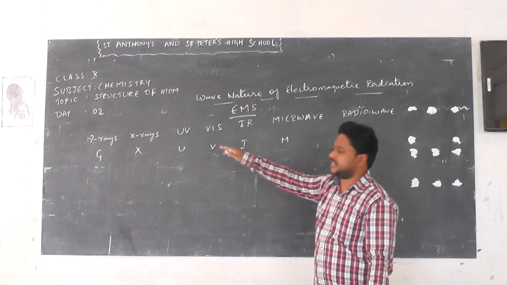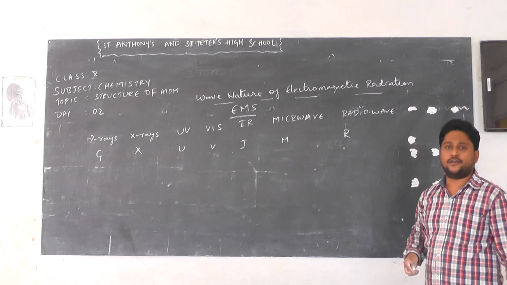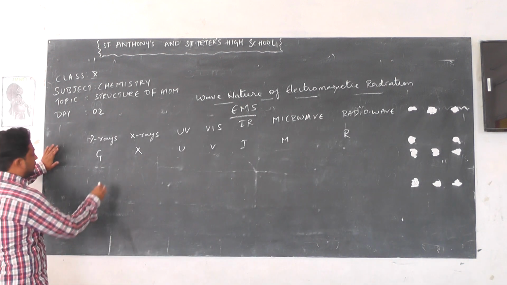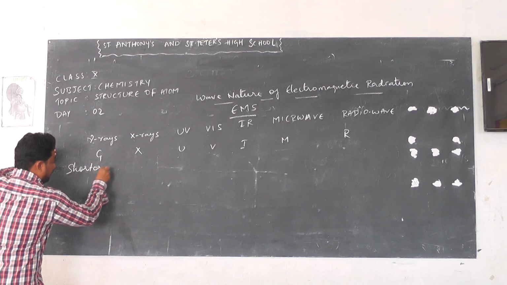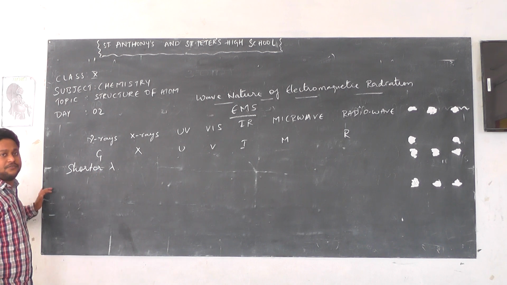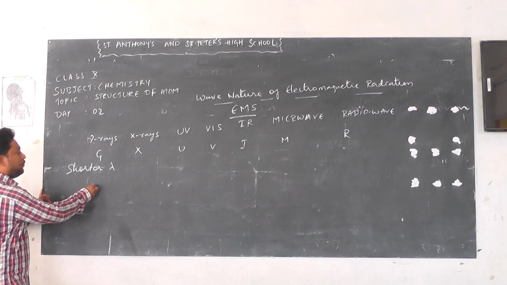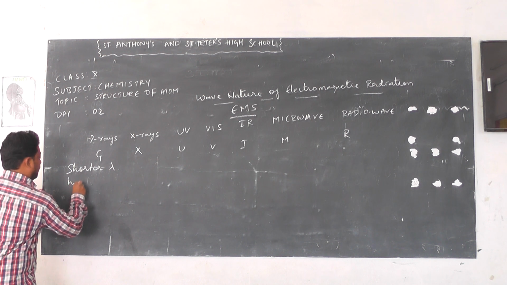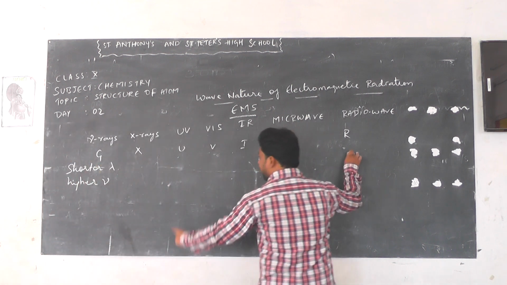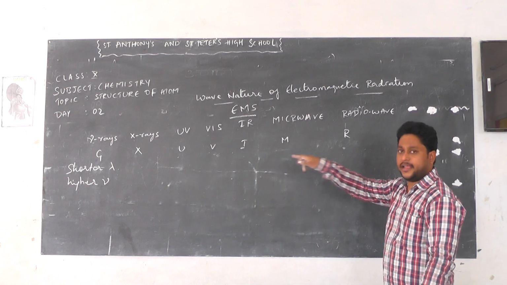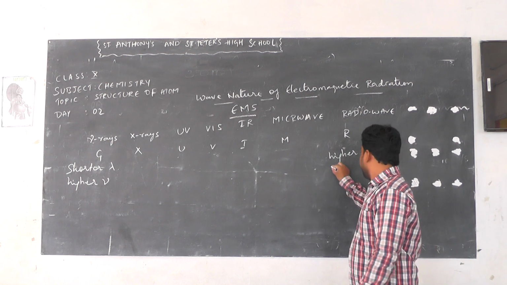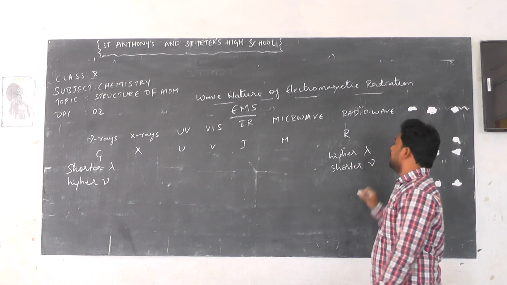Now coming to gamma rays, X-rays, UV, visible, infrared, microwave and radio wave, gamma rays have the shortest wavelength. I said wavelength and frequency are inversely proportional to each other, so definitely gamma rays will have a higher frequency. Then what will happen to the radio waves? Radio waves will have the longer wavelength, and then we have the shorter frequency.